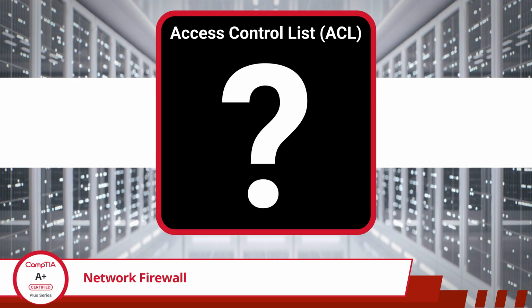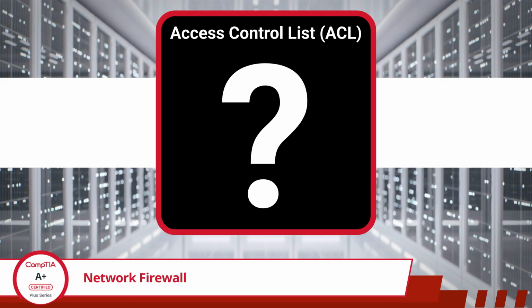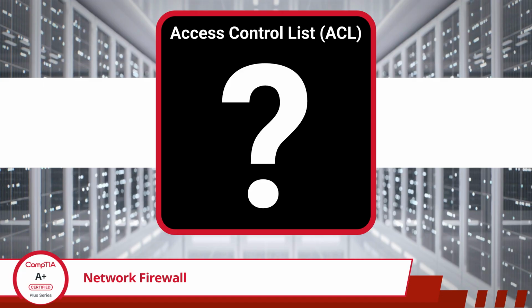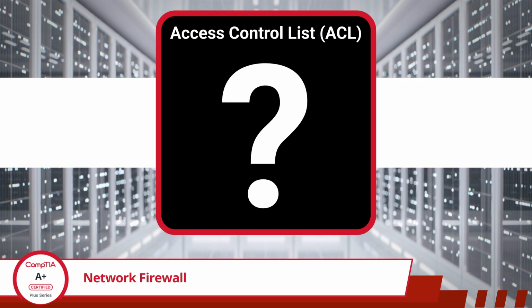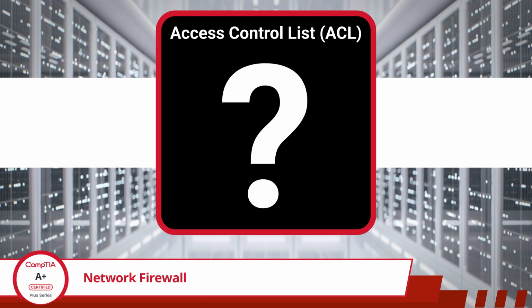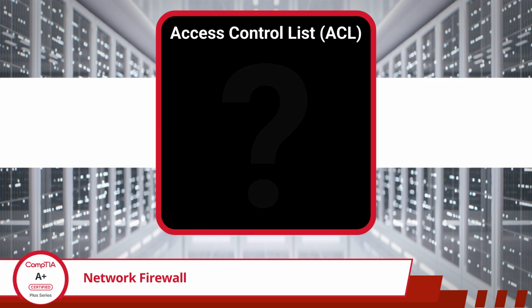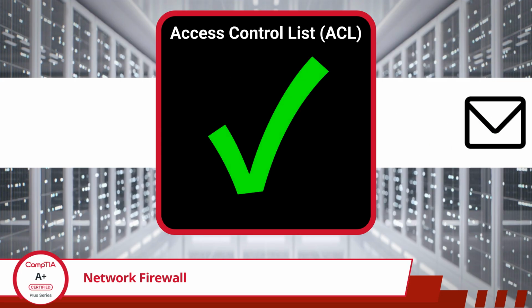The network firewall will again compare the data packet against the security rules listed in its access control list. If the data packet matches an allow rule in the access control list, the data packet will be permitted and forwarded on.